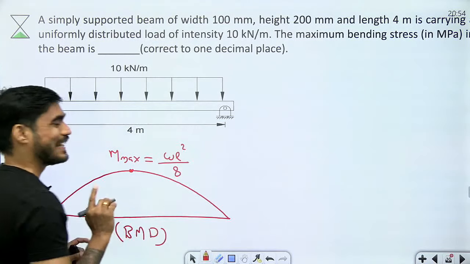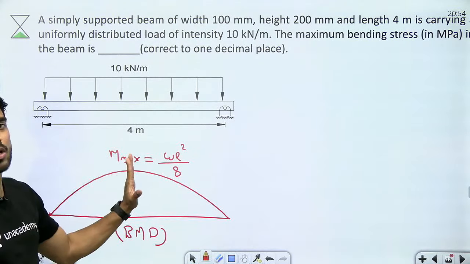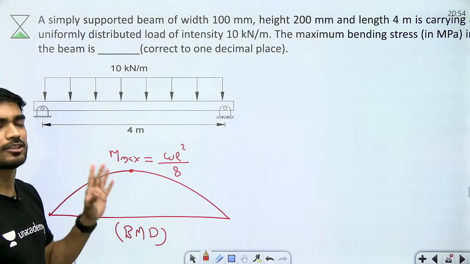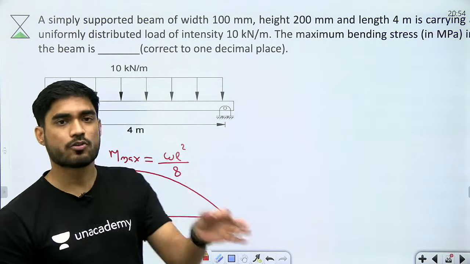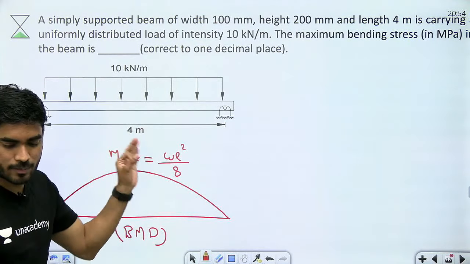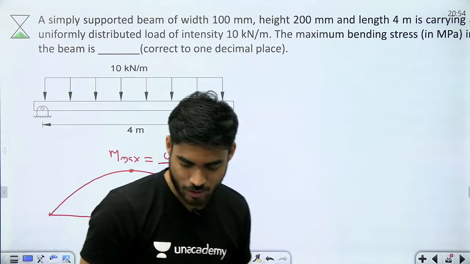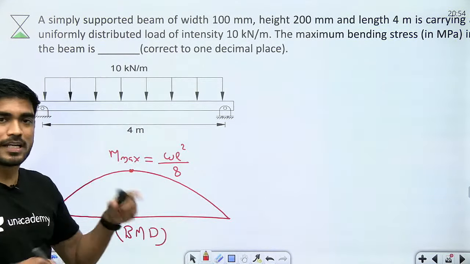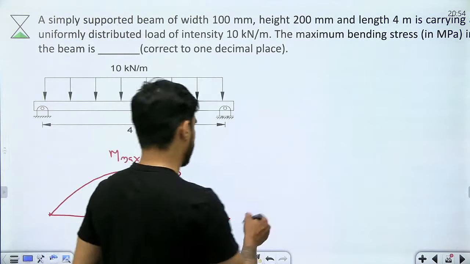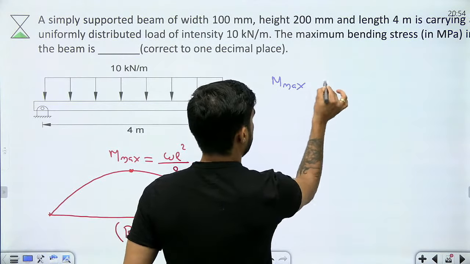WL square by 8. If you want, you can calculate it, but beta, if you want to save time, then just memorize this: WL square by 8. So beta, now how will we find M maximum? Quickly find M maximum.